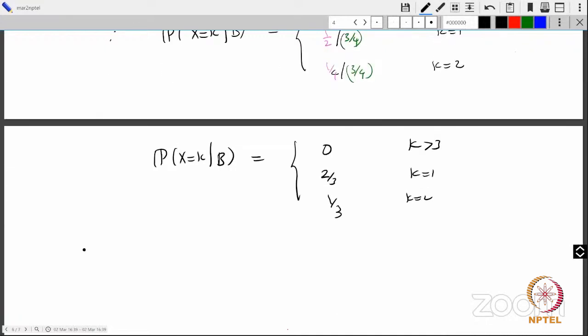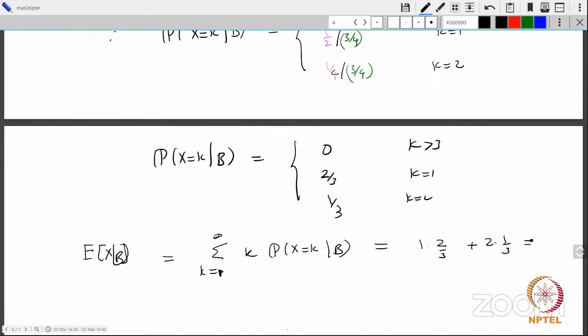So let's go back to E of X given B. E of X given B was the sum from k equal to 0 to infinity of k times the probability X equal to k given B. Everybody above 3 is 0, so only 1 and 2 remain. So it's 1 times 2/3 plus 2 times 1/3, and the expectation is 4/3.